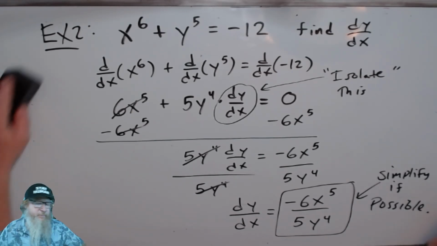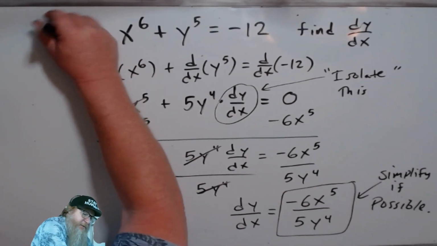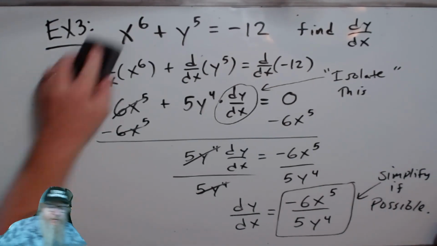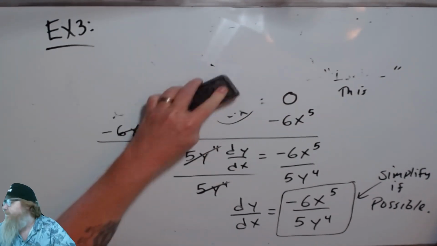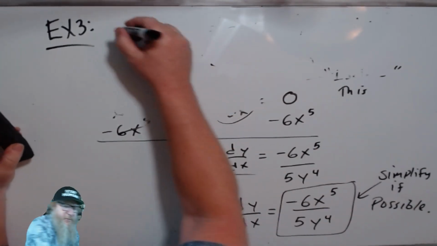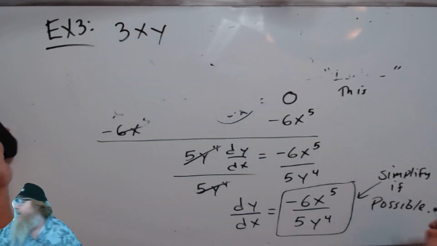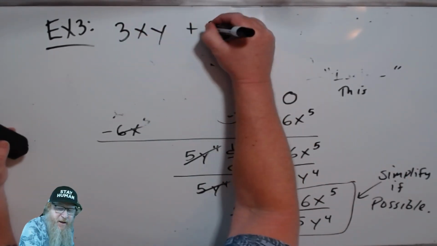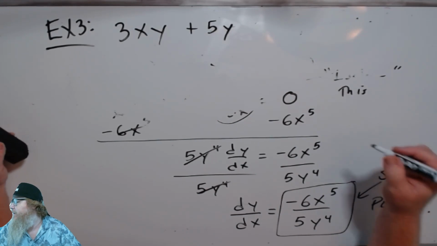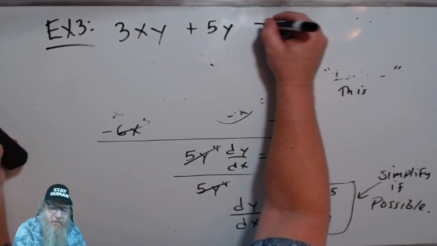Let's try another one. We got a lot of these to do today. How about this one? 3xy plus 5y equals 4.